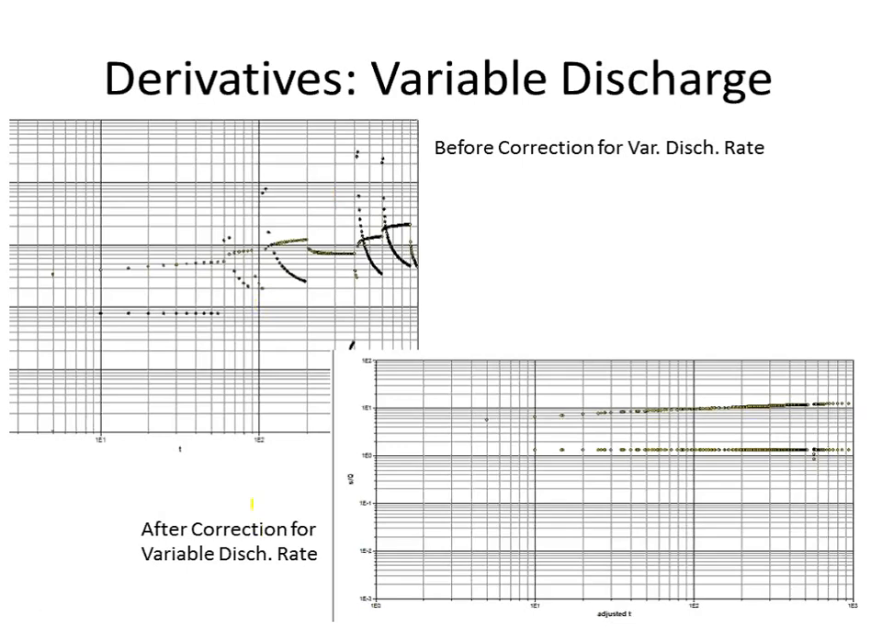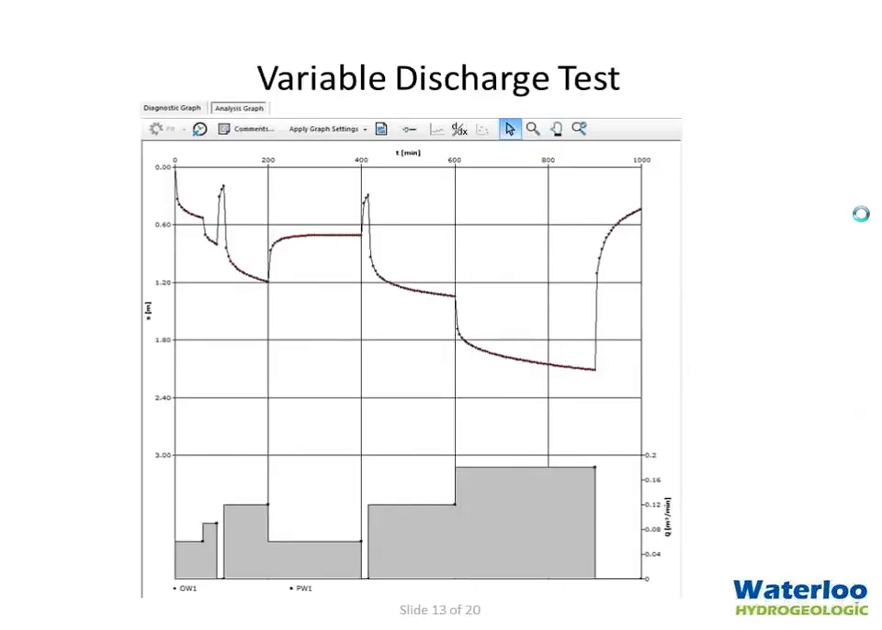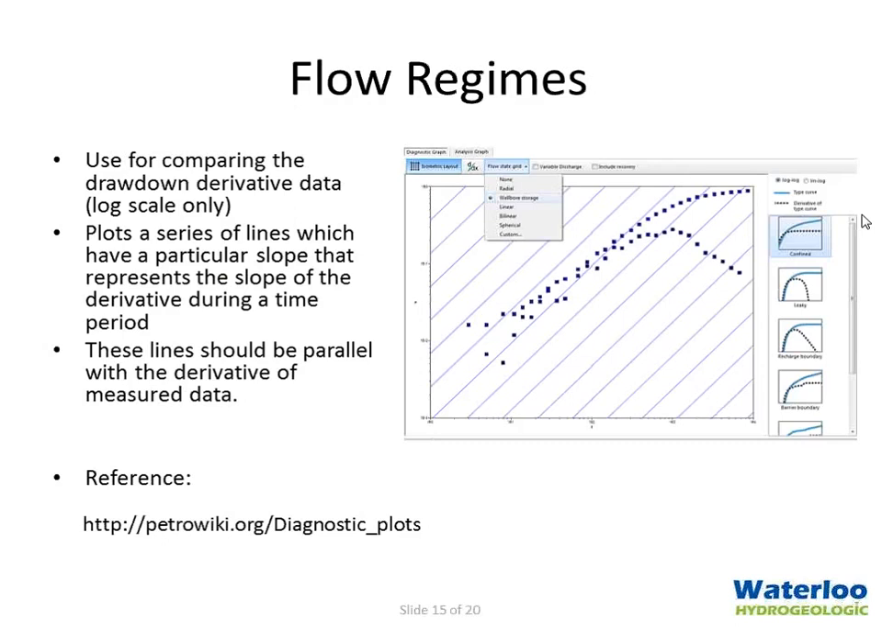Now with the improvement in the latest version, when you turn on the option for variable discharge rate, you'll see that the data set is much more meaningful and can be interpreted and compared to these diagnostic plots that are shown along the right side of the panel here. In addition, in this diagnostic graph, you can display these flow regime lines that I mentioned in the previous slide based on well-known and documented examples in the petroleum industry. You simply choose the various flow state regimes from this drop-down list in the program. We'll plot a set of lines across the screen.